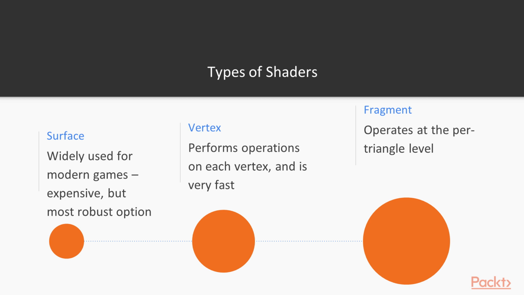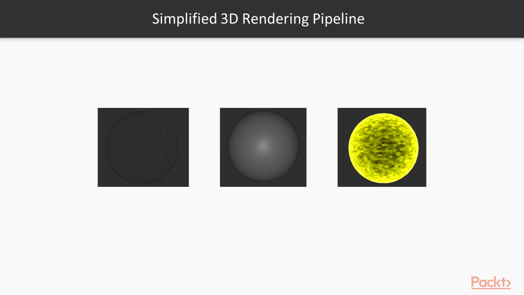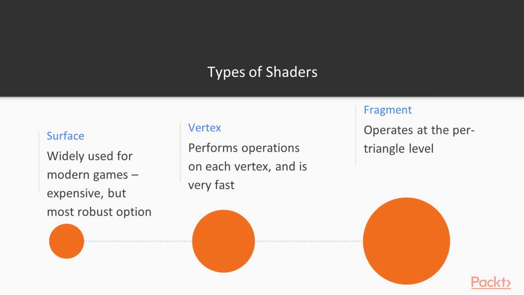Lastly, you have fragment shaders. These operate at a per triangle level. So if we go back to our previous image, you can see that each of these meshes is broken up into triangles, which is the smallest possible piece of geometry that you can construct a mesh from. And so it'll collect the series of vertices, and then it's going to create a fragment, which is a triangle, and it's going to perform some operation on that. So again, if you want to do very complex things, you can do it with fragment shaders.